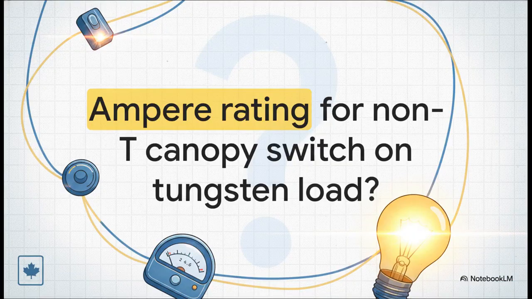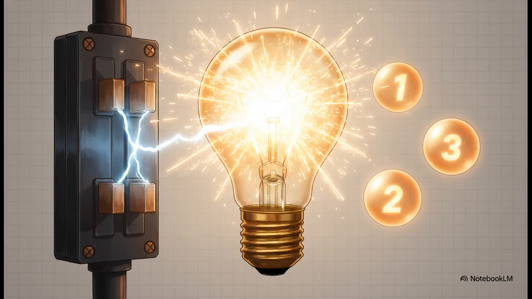Here's question 1. You're installing a canopy switch to control a tungsten filament lamp load using an AC/DC switch that is not T-rated. What must the ampere rating of the switch be? Read that really carefully. I recommend taking a quick pause right here to find Rule 14-508 sub-rule C in your codebook before we reveal the answer. Got it? The correct answer is at least 3 times the ampere rating of the load.